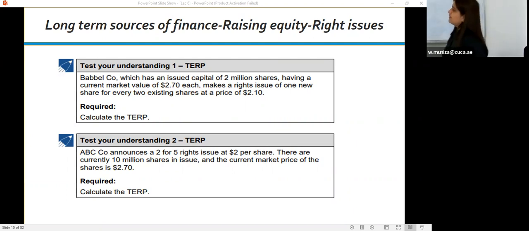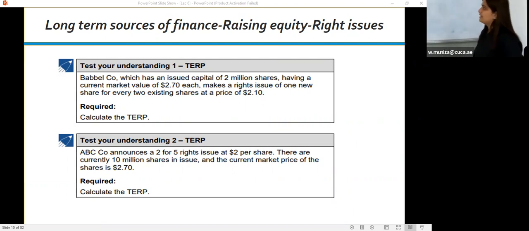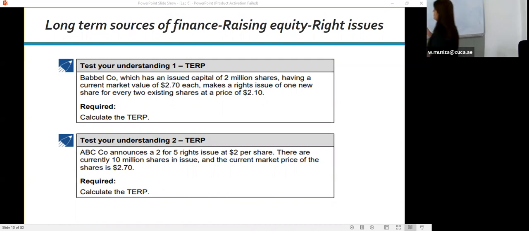So Babel company has issued capital of 2 million shares, having a current market value of 2.7. Now, before the rights issue, the market value has been 2.7. After the rights issue is made, even if someone is taking up the rights or not, the price of the share is going to change. It will become the theoretical ex-rights price, am I right?